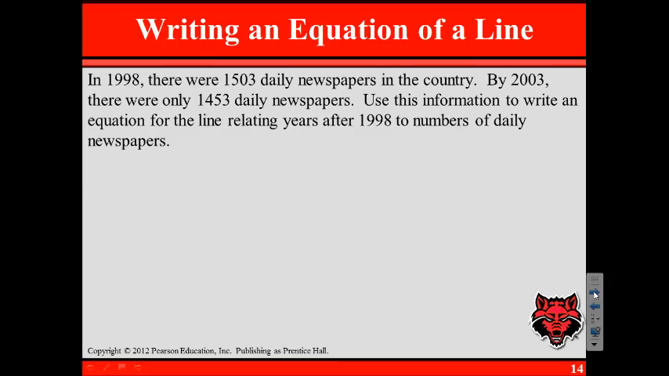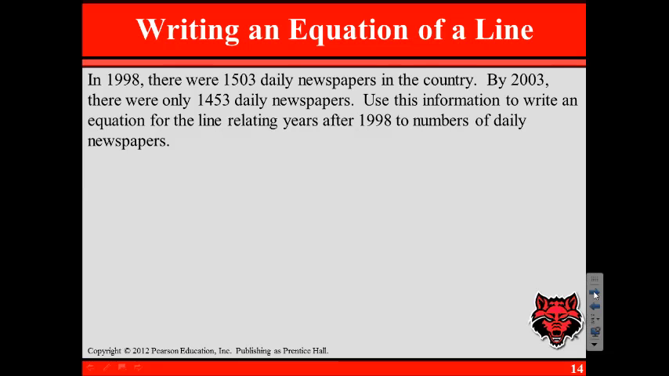Now let's try to use these tools we've just learned to solve a few word problems. In 1998, there were 1,503 daily newspapers in the country. By 2003, there were only 1,453 daily newspapers. Use this information to write an equation for the line relating years after 1998 to numbers of daily newspapers.